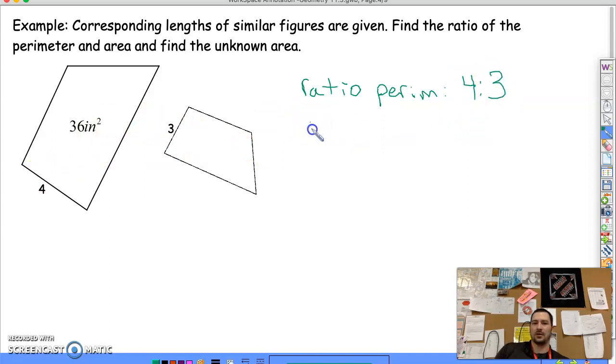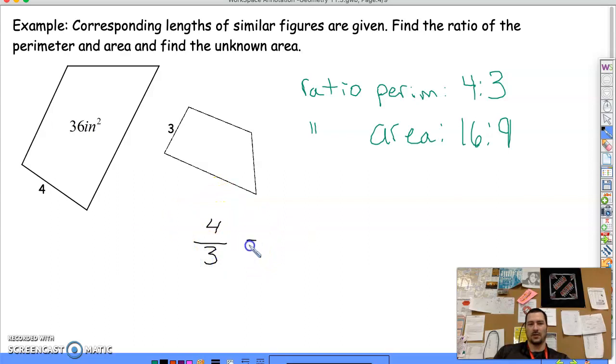Which means for the ratio of the area, we square both. 4 times 4 is 16. 3 times 3 is 9. And then we want to find the unknown area. So usually how people set this up, if they're trying to find the area, they would look at it and go, okay, 4 over 3 should equal 36 over x, right? This area.